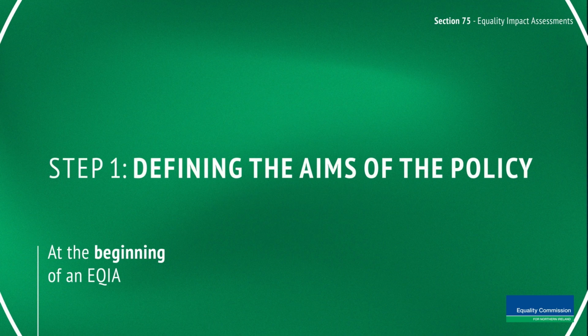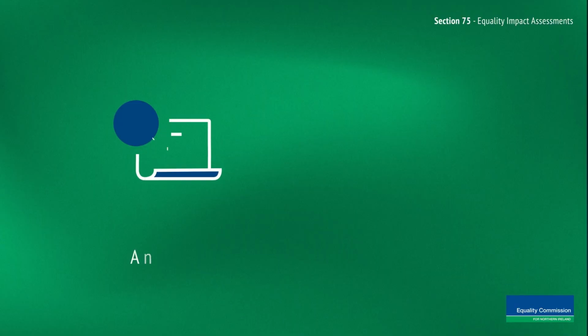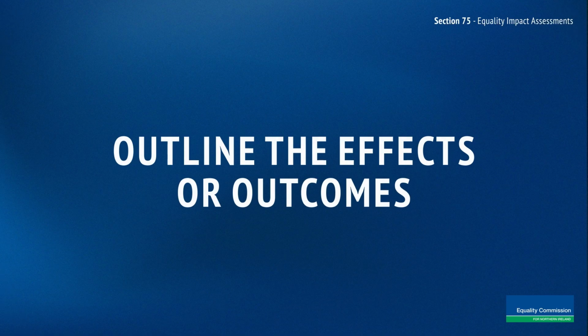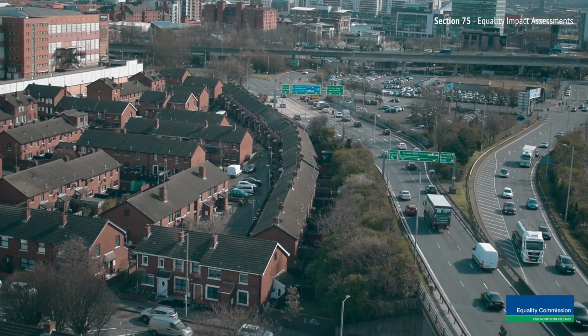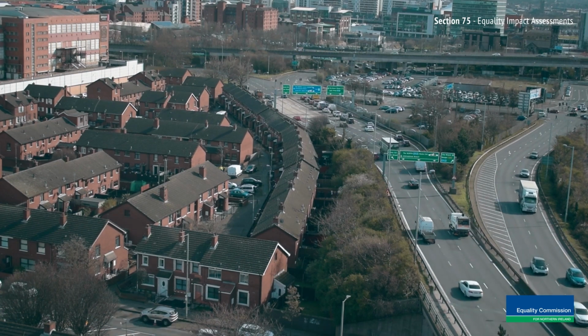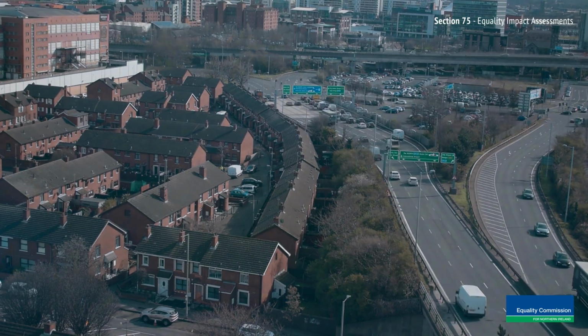At the beginning of an EQIA, it is important to clearly define the aims of the policy so that you and others may understand what it is that you are assessing the equality impacts of. For example, is it a new policy or a revision to an old one? You should also outline the effects or outcomes that the policy is intended or expected to have on people. These aims will likely have been formulated at the start of the policy development process, or for the screening exercise. However, it is useful to review them at this stage to reflect any changes that may have occurred since.